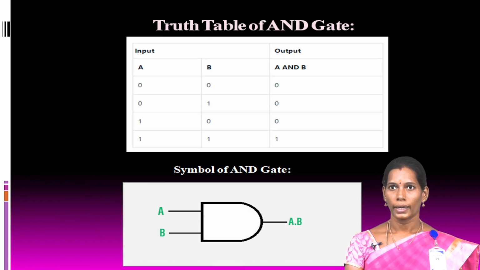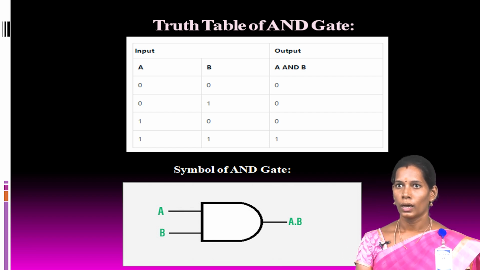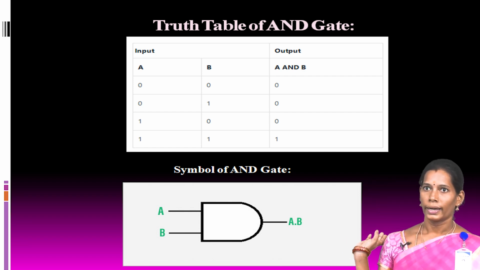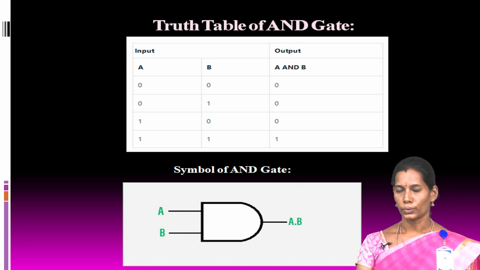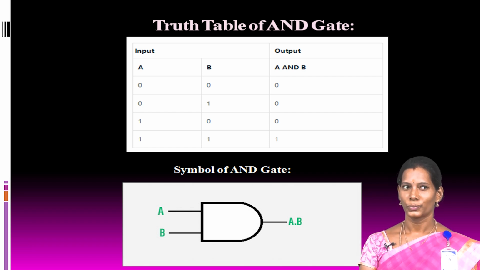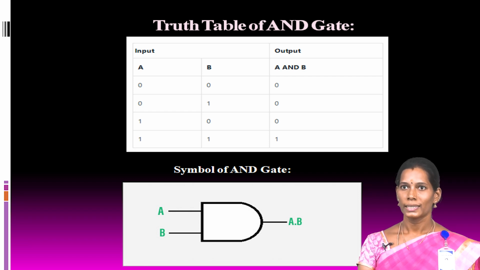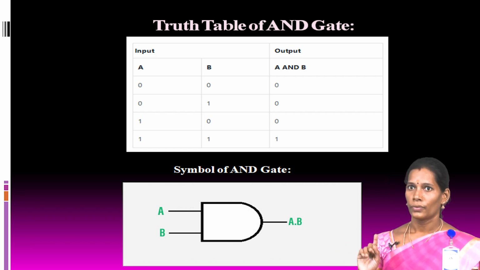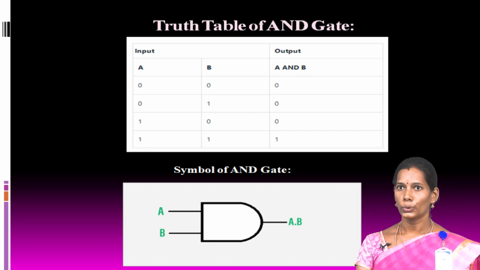Truth table of AND gate. The truth table of AND gate is given for 2 inputs, one is A and another one is B. 0 and 0 gives the AND gate output 0, and 0 and 1 produces the output 0. 1 and 0 produces the output 0. 1 and 1 produces the output 1. Symbol of AND gate. The logical symbol of a 2 input AND gate is shown in the following figure. For the 2 inputs A and B, it produces the output A into B.